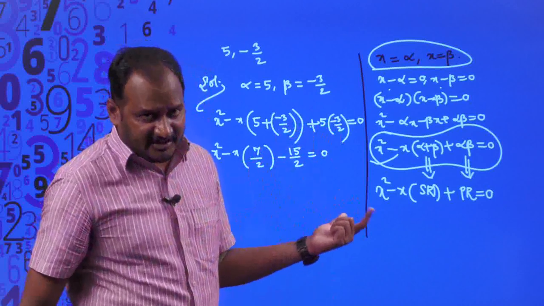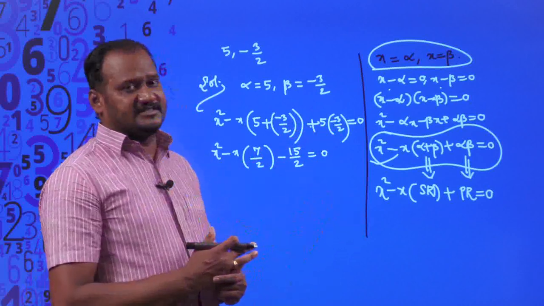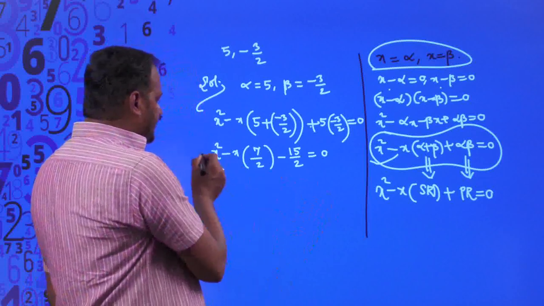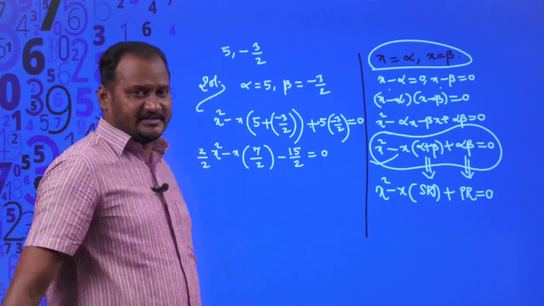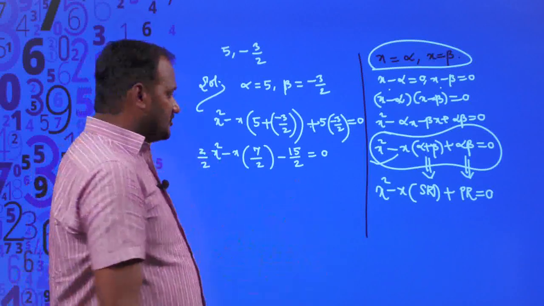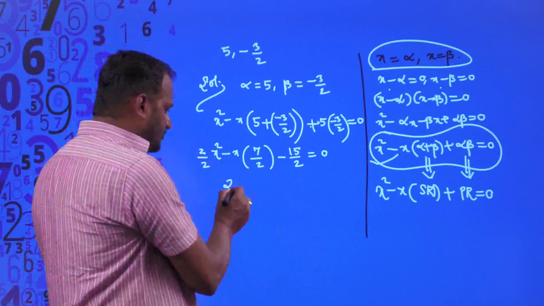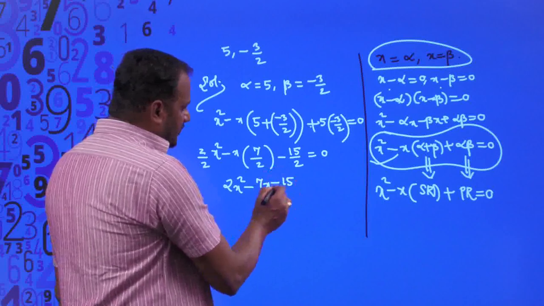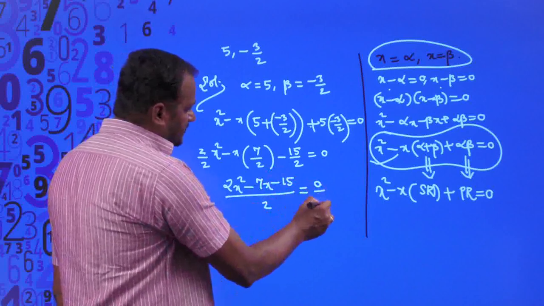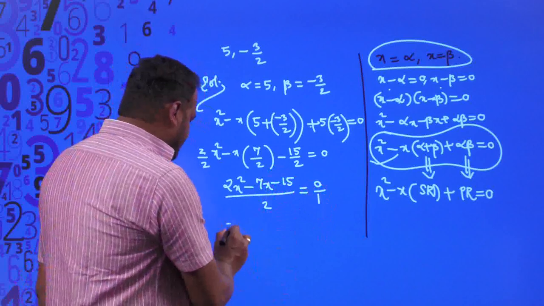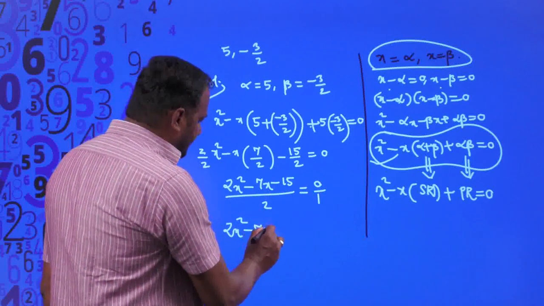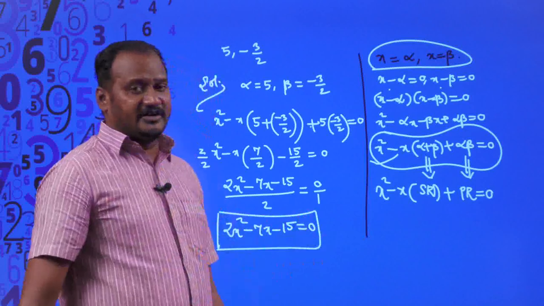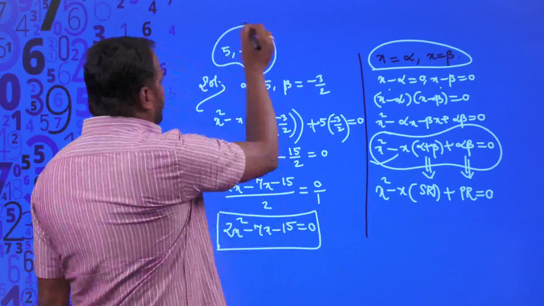Of course, this is your required quadratic equation. If you don't want these fractions, then better take the LCM. The LCM is going to be 2, so you write 2 divided by 2. That's it. So in every denominator you have 2. So you can write it as 2x square minus 7x minus 15, whole divided by 2, equal to 0. By cross multiplication you get 2x square minus 7x minus 15 equal to 0. So this is your required quadratic equation whose roots are 5 comma negative 3 by 2.